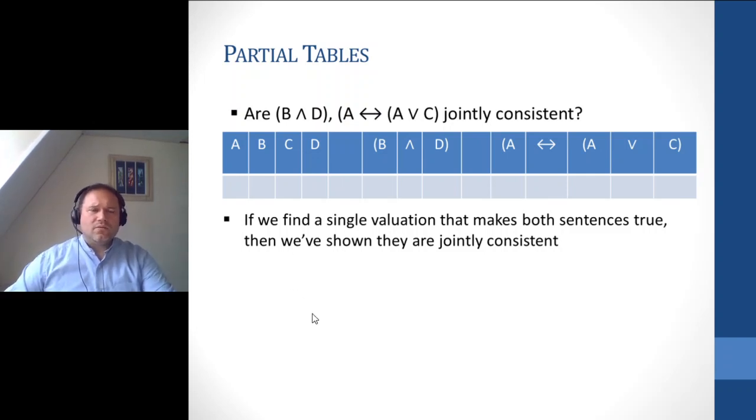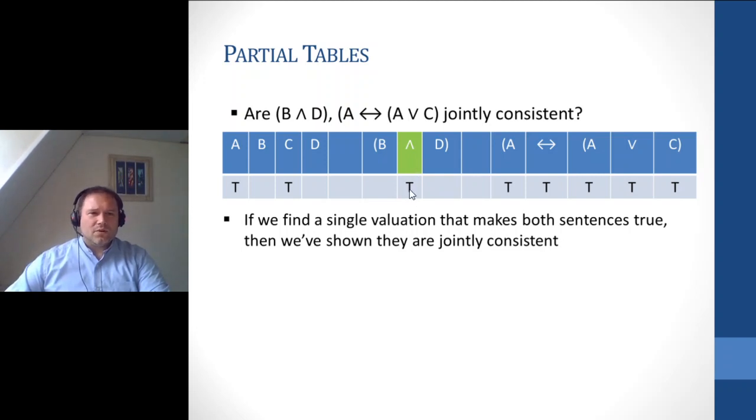So what are we going to look for? We're going to look for a single valuation that gives us a true here and that gives us a true here. So note, very helpfully, we already know at least one valuation that makes this sentence true because we did it in the previous example. So if we make A and C true, then this sentence is going to come out true as well. So cool, we're halfway there. Now the whole trick is, what do we say about this one? How can we make this sentence true? Well, we want it to be true.